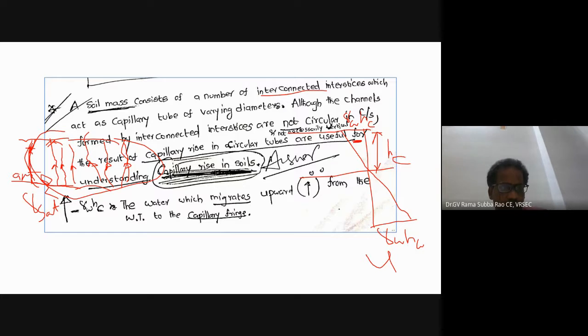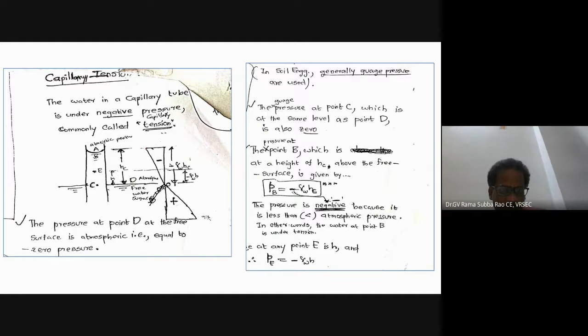This capillarity is due to the flow of water in the upward direction through the formation of interconnected interstices, which leads to rise of water, saturation of water above the groundwater table. So this zone is also saturated now due to capillarity. So this is minus gamma W Hc, the height of the capillary rise in soils. In soils also it is very interesting. Because of tension, negative pressure will form. So this is minus gamma W into Hc.